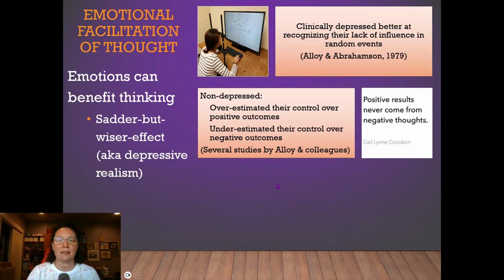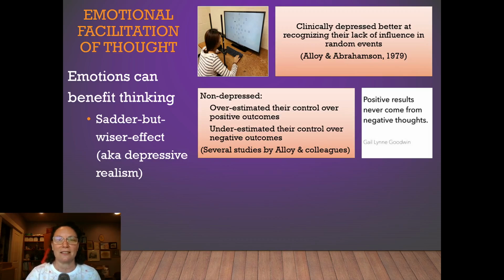Alloy went through a whole bunch of studies with different colleagues. Across their research, non-depressed people tended to overestimate their control over positive outcomes in particular. They honestly thought that when they were successful, that was them. They made it happen. And when it didn't go the way that they wanted, well, that was random chance. They tended to underestimate their control over negative outcomes to the point where they were like, it's just that the negative stuff's just randomly happening. I'm controlling these positive things.